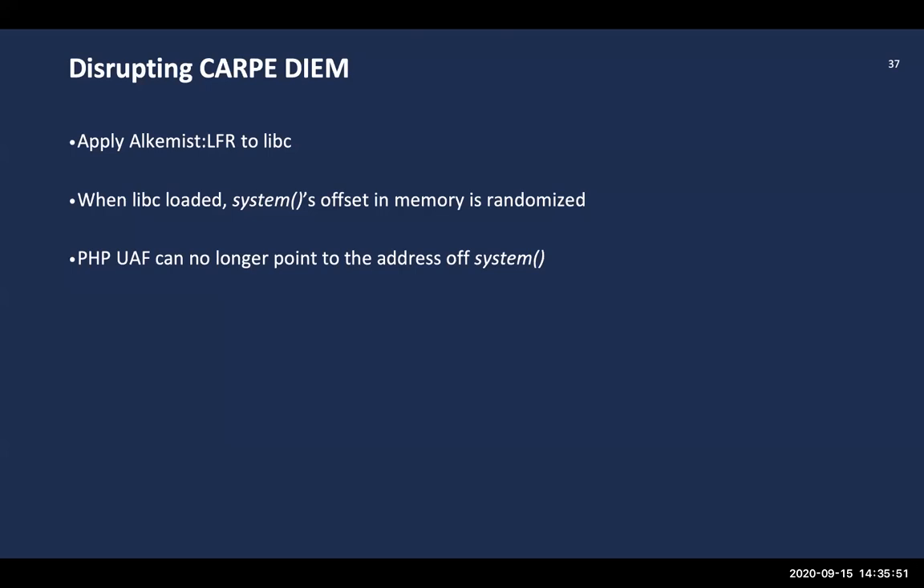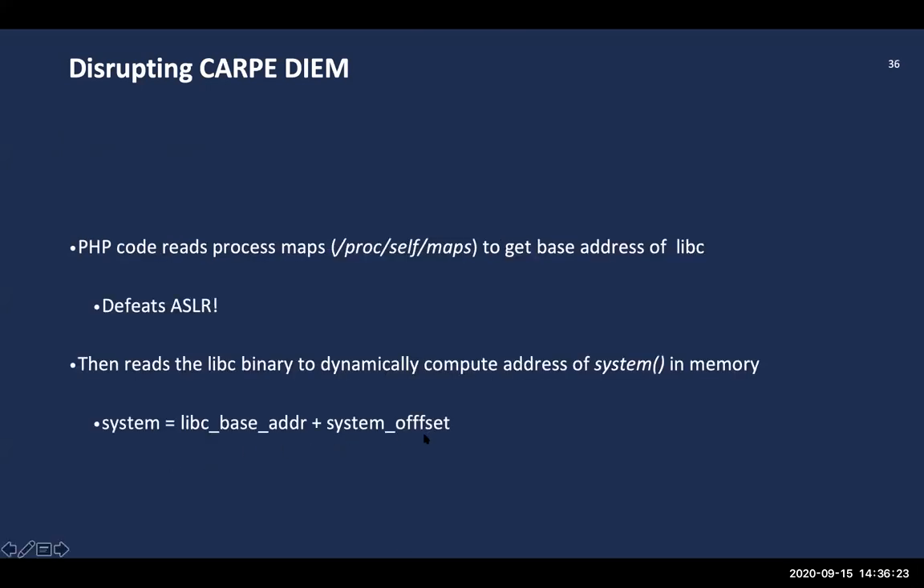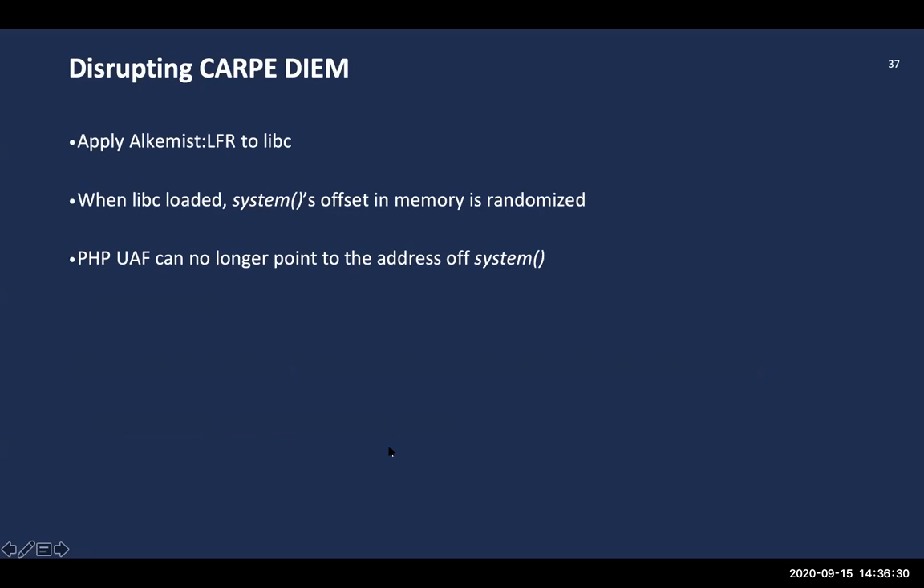So to disrupt that, and this is the limitation that we had that I mentioned earlier, we've got to apply Alchemist LFR to libc, and that is oversimplifying some internal changes we had to make to our tooling and our product to allow that to work. But once we applied LFR to libc, then when libc gets loaded, all of the functions in libc get randomized, and then system's offset in memory is no longer the same. So if we go back to this slide here and we see the system offset, that's not going to be the same every time. And as a result, the PHP use after free can no longer reliably point to the address of system.